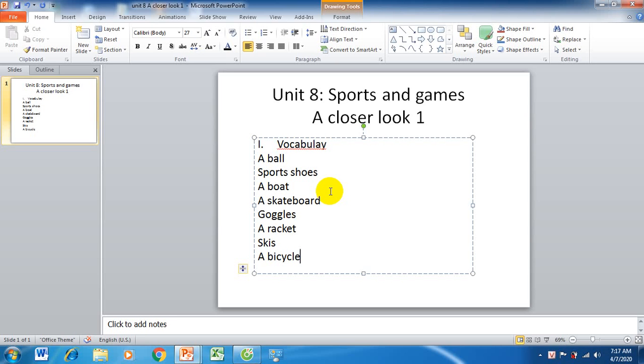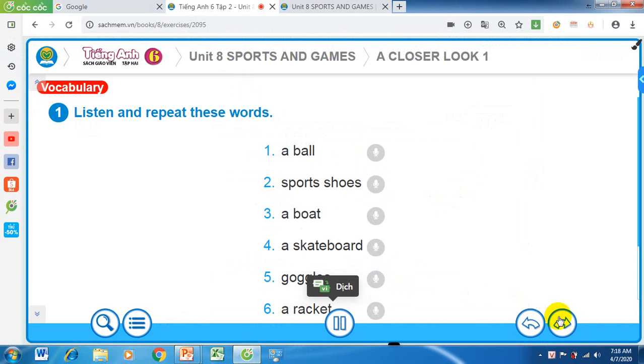And if you know more sports things, you can add them under the list. For example, karate or judo, tennis gloves. Of course, for many sports, we use different kinds of sports things. Okay, vocabulary. All right. Now we move on.